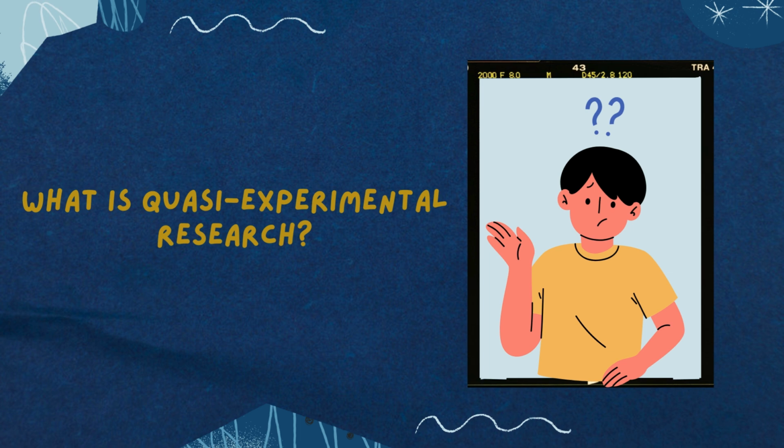Also, quasi-experimental research is much like traditional experiments, but without dividing participants randomly into test and control groups. So this means that we compare two or more groups that already exist to see if a specific change, such as a new way of teaching English, has any effect.